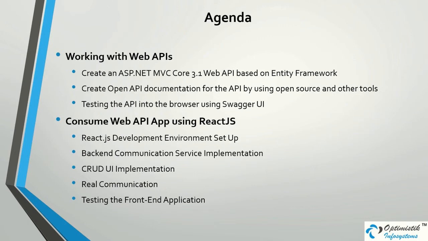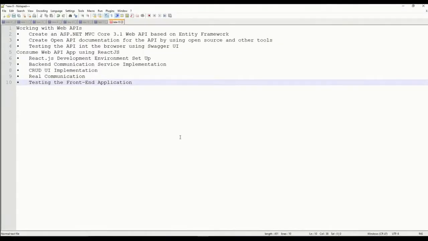Here we are going to understand how to set up a ReactJS development environment in Visual Studio, followed by implementing the backend communication service to communicate with the web API, followed by how we implement the CRUD UI in our application, followed by the actual communication happening with the backend web API, and finally how we test the front-end application. So let's talk a bit about the background of web APIs, how web APIs came into existence.